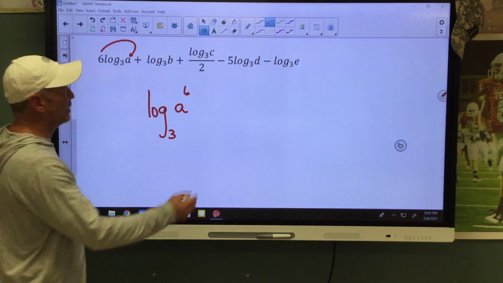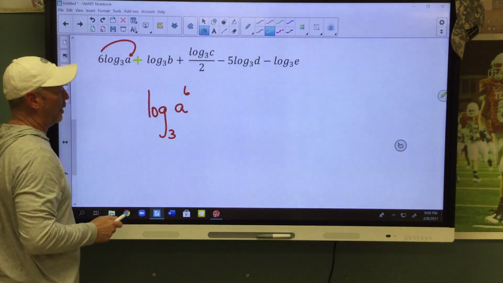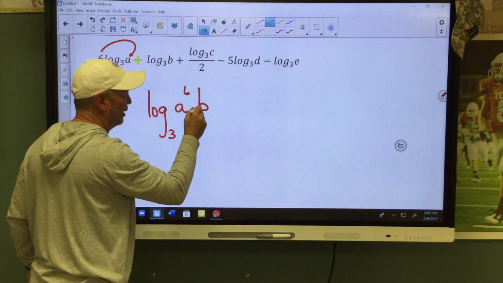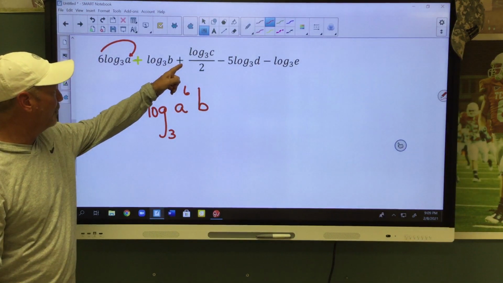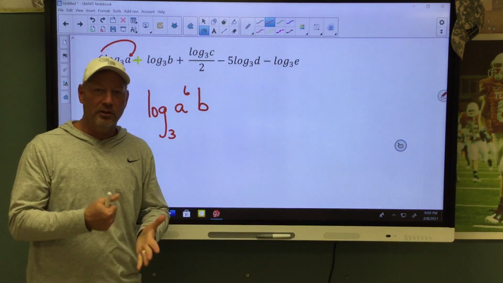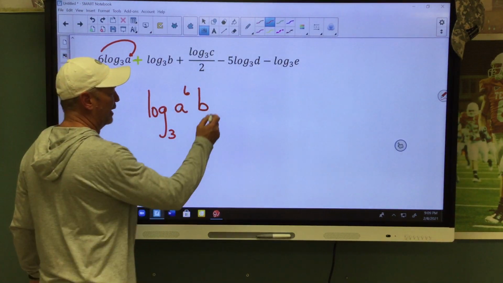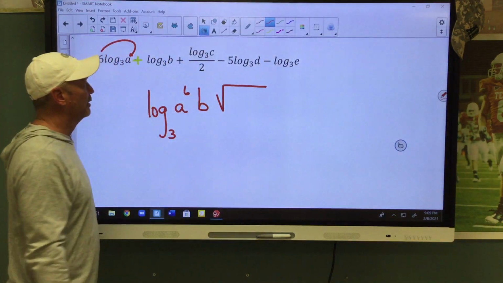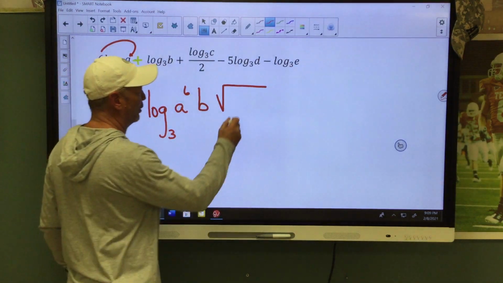But this is log base 3. This is multiplication. Remember, this addition means we're going to multiply. So we're going to say times B. Times what? We're taking what? The 2 at the bottom? That's a root. In this case, it's going to be the square root. So we're going to take the square root of C.